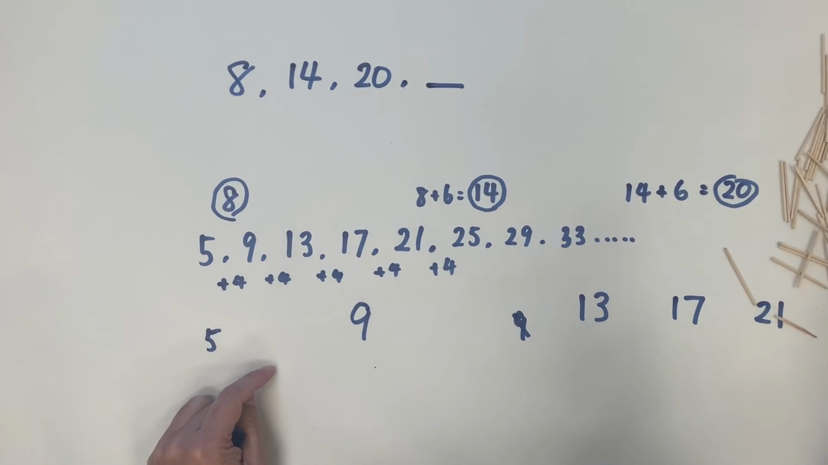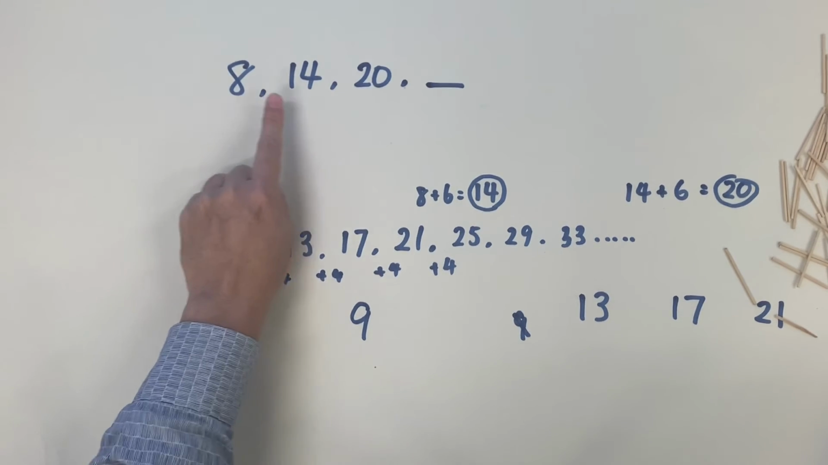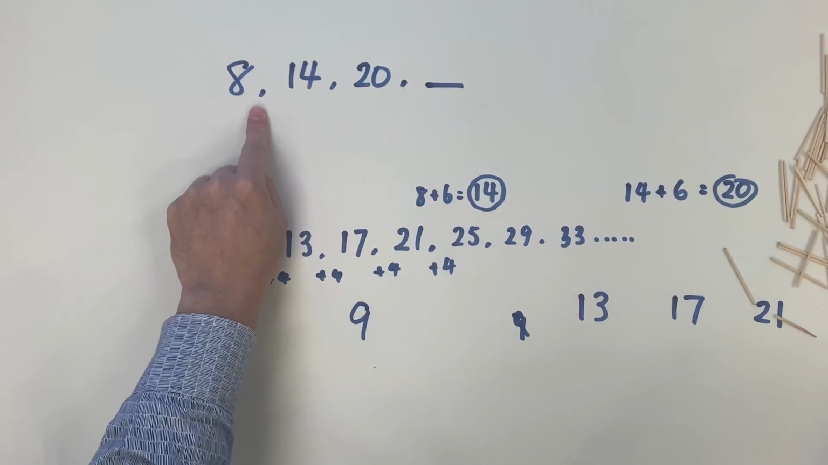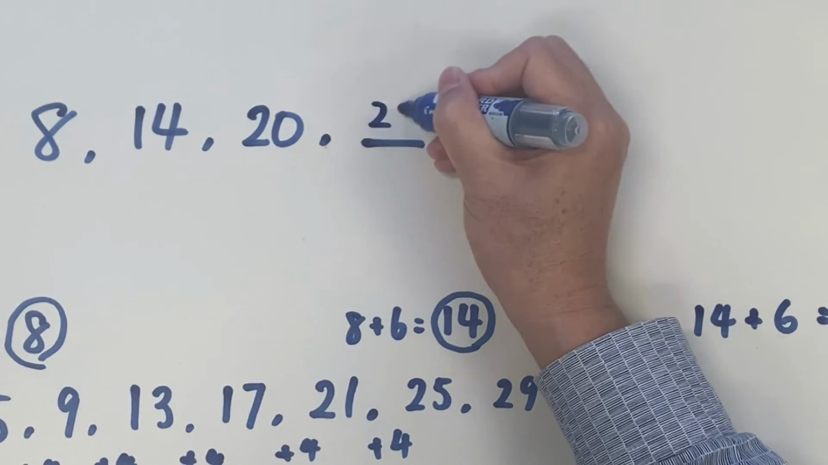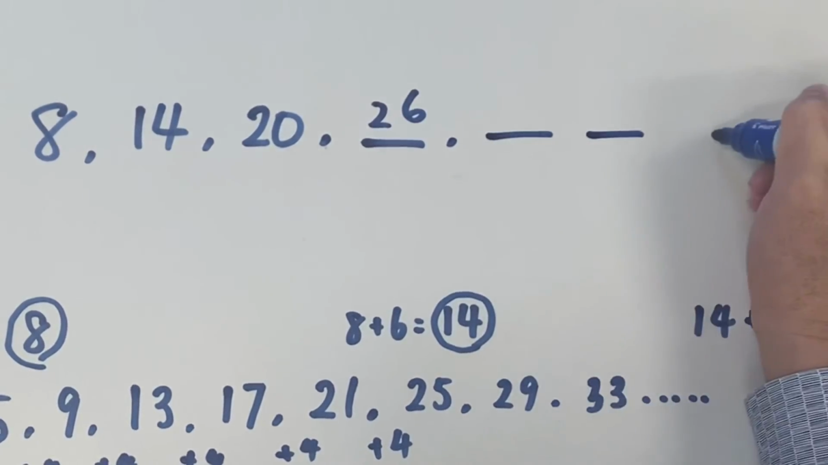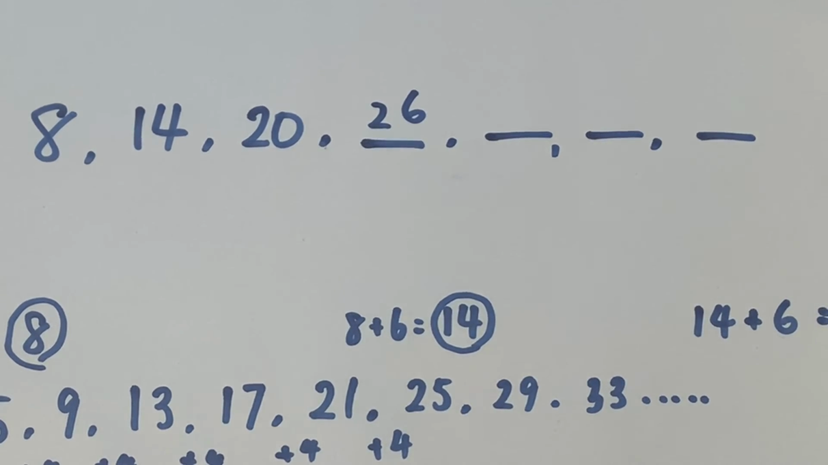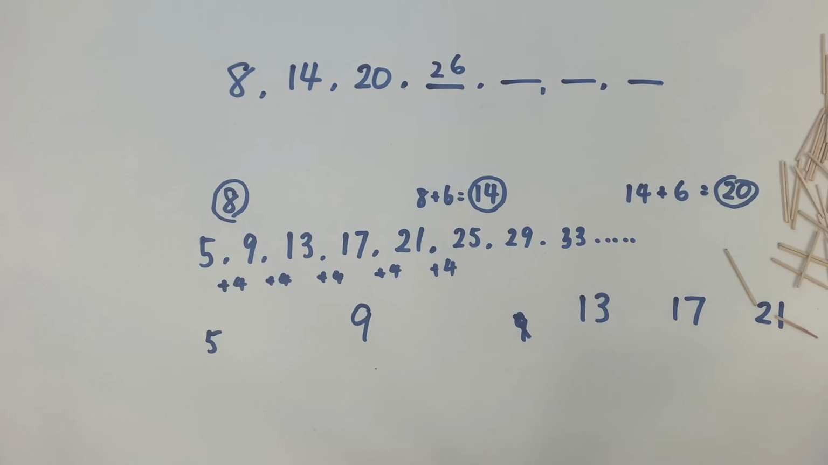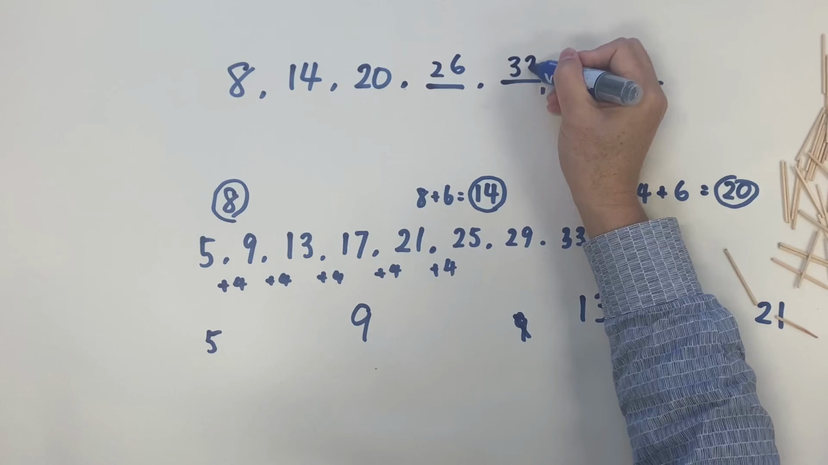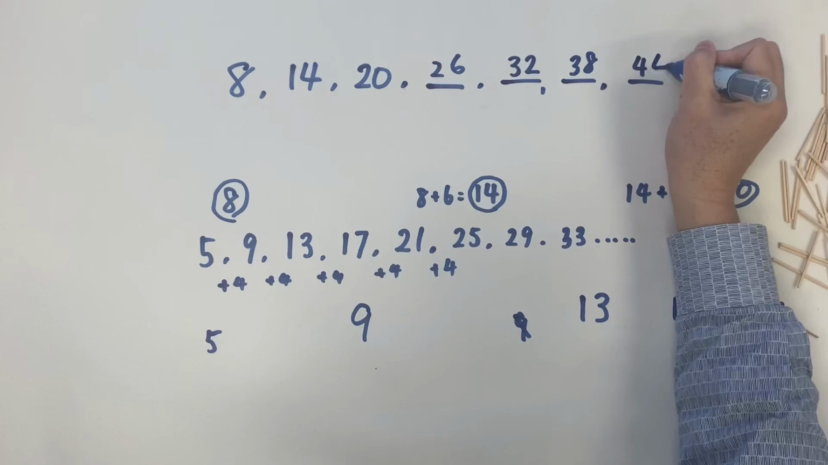If we add another building to it, the pattern's good because we know the rule here. Adding 6, adding 6 more, adding 6 more. So this should be 26. Can you write the next 3 numbers of this pattern? So adding 6, right? 32 plus 6 is 38 plus 6 is 44.